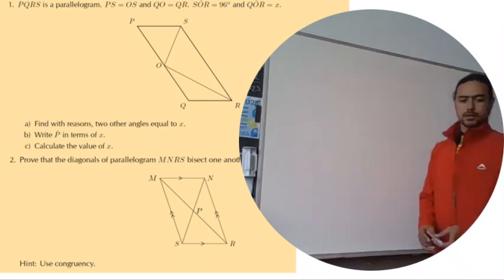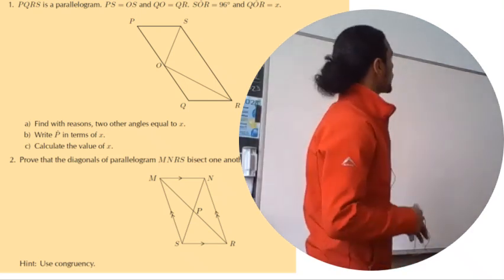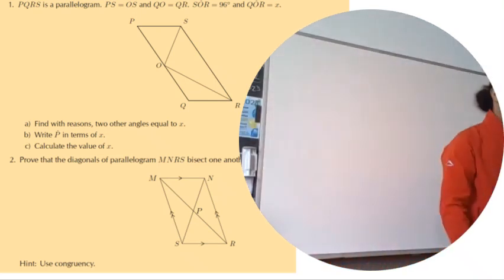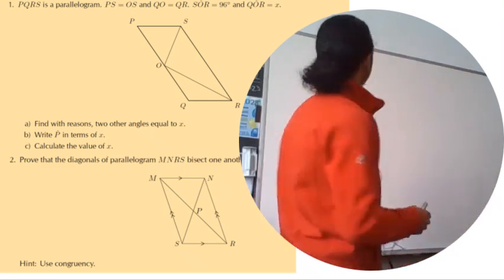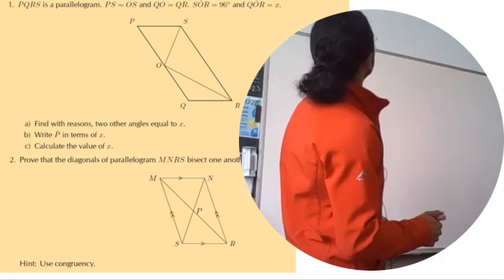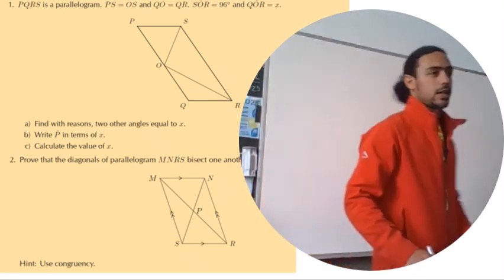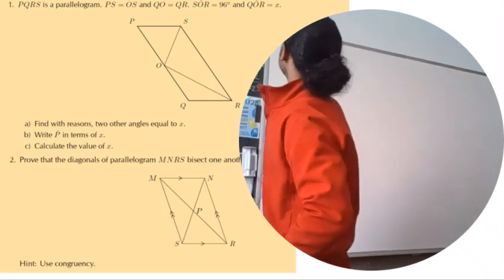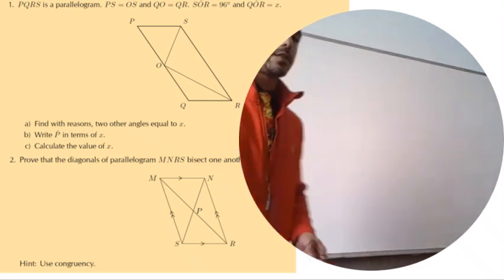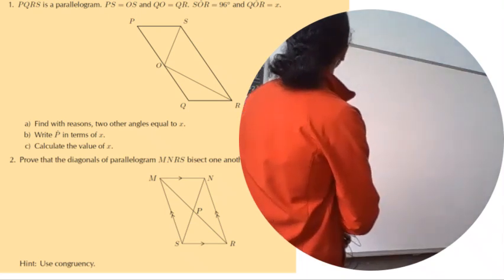Good morning, good afternoon, grade 10. Last time when we were busy with Euclidean geometry, we were working from the Siyavula textbook. We have looked at number 1. We've already done number 1A, and then we're actually at number 1B, where they ask us the question: write P in terms of X.